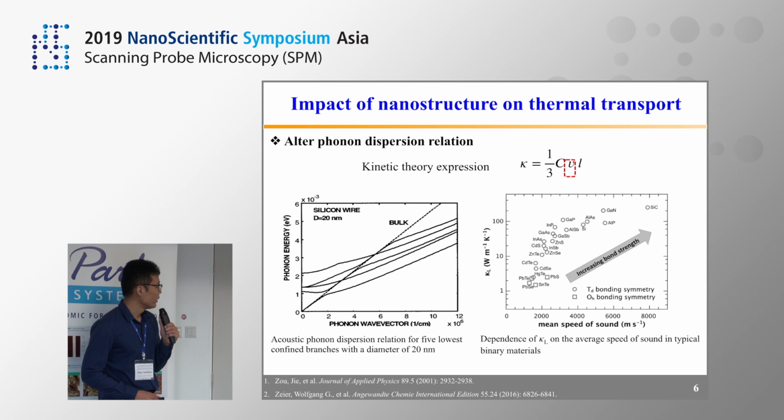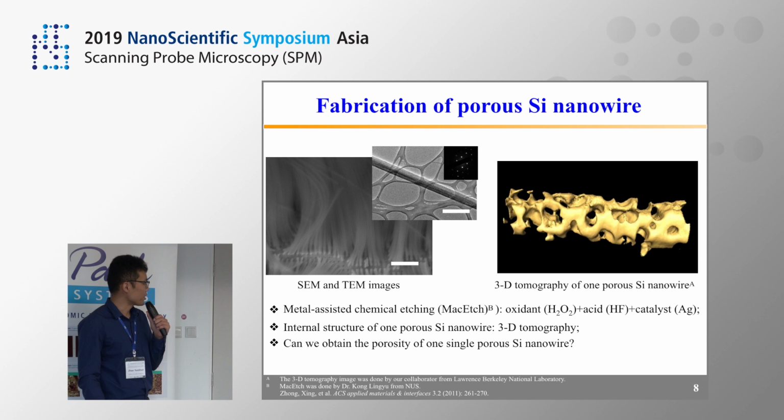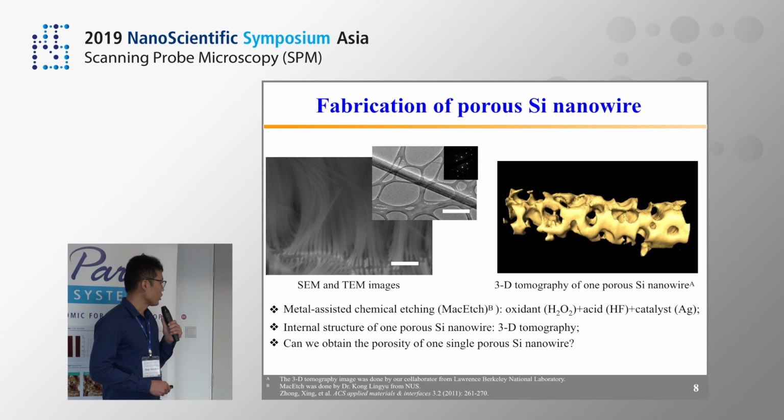So in my experiment, I chose silicon because it's a very important building block for modern semiconductors. That's why I chose the silicon nanowire. The first story in my study is that we try to make a porous structure. We employ metal-assisted chemical etching to make the silicon nanowire porous. And this 3D tomography is built up from a lot of 2D TEM images.